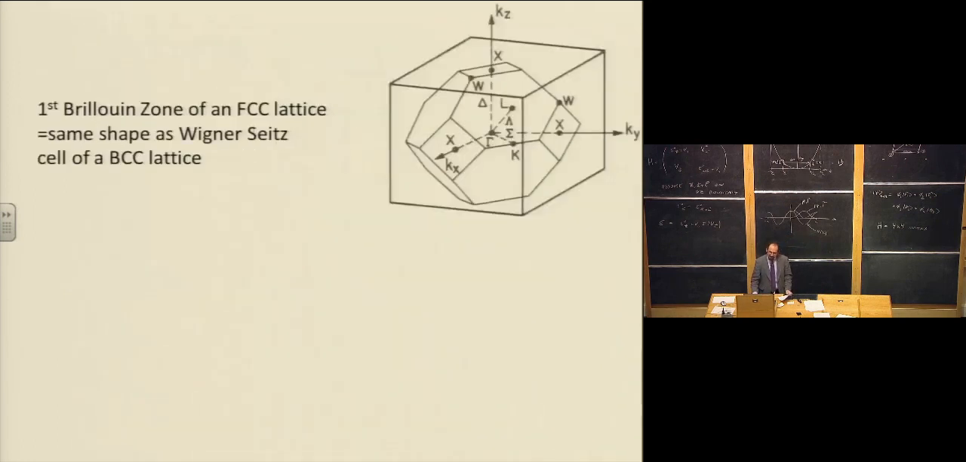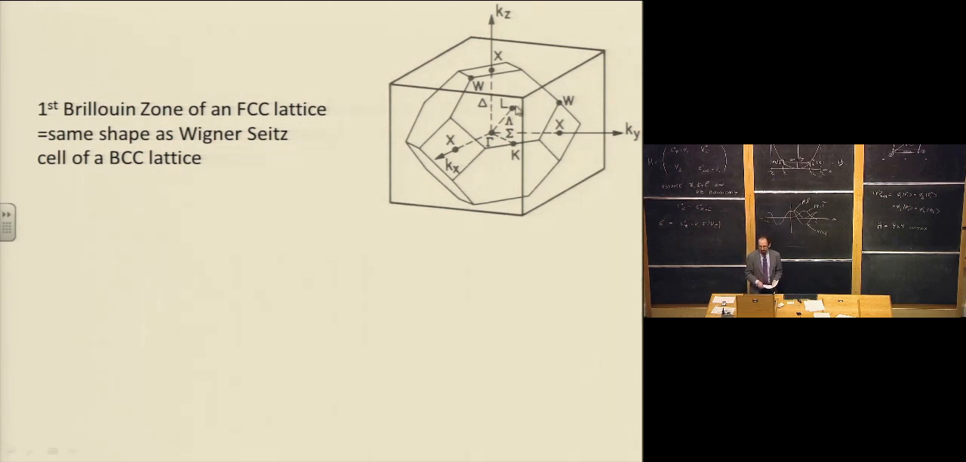In 3D, in real life, we have things like FCC lattices. As we discussed a couple days ago, this is the Brillouin zone of the FCC lattice. The gamma point is the point at k equals 0 in the middle. The X point is at the Brillouin zone boundary in the middle of this square face here in the kx direction. The L point is at the Brillouin zone boundary in the middle of this hexagonal face, for example.